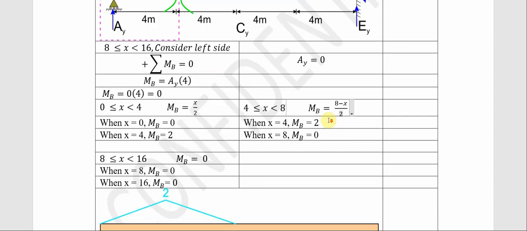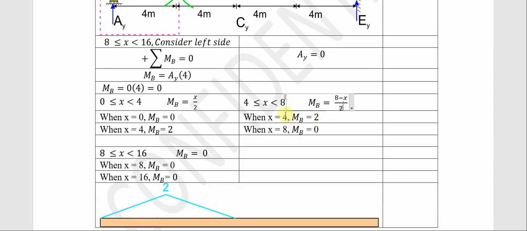Now, if I put 4, what do I have? 8 minus 4 will give me 4 divided by 2. That's 2. Now, if I put 8 here, 8 minus 8 is 0 over 2, it gives us 0. That's what we have here. Now, let us consider from 8 to 16, we have it to be 0. So when we have 8, 0. When we have 16, it's also 0.